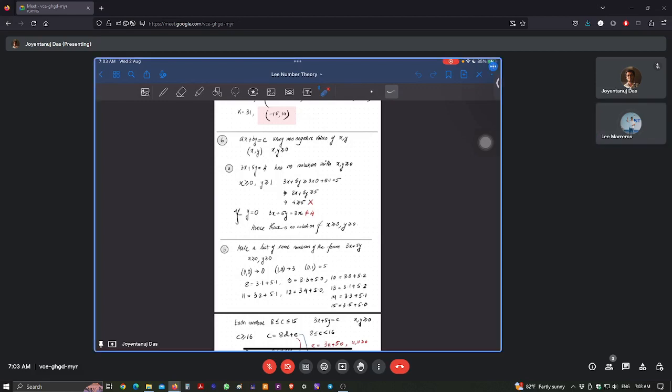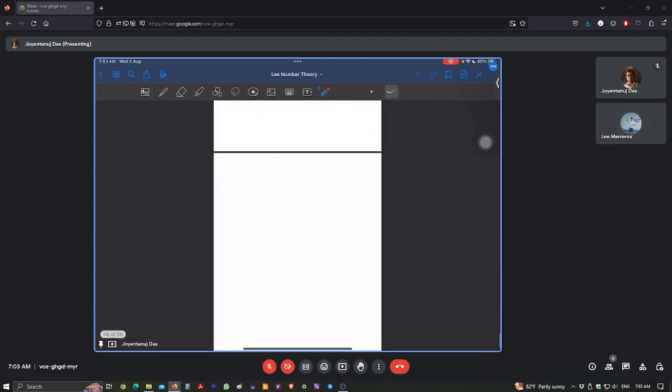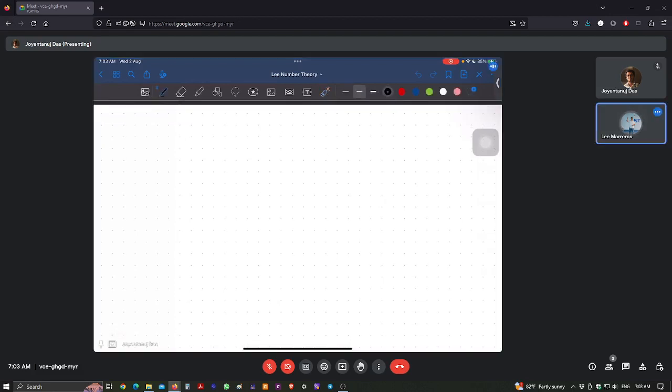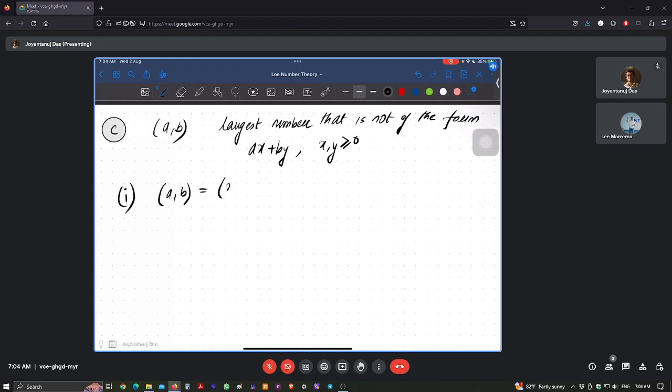So next part, they're saying that for each of the following values of a, b, find the largest number that is not of the form ax plus by, where both x and y are non-negative. So the first one is the pair 3, 7.